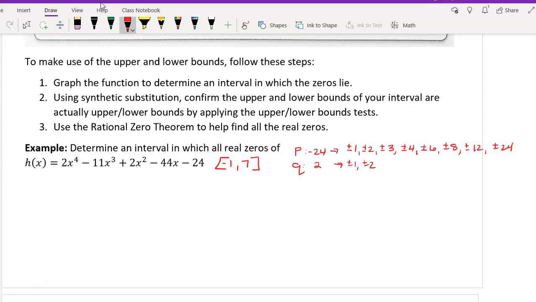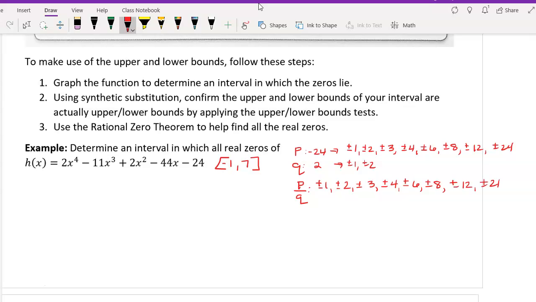That's potentially 16 here. When we remove our duplicates, we end up with a couple more. That's 18 possible p's over q's that we would have to test. However, if we only look at our p's divided by q's that are between -1 and 7, we'll be able to get rid of a lot. So we have plus or minus 1, plus or minus 2, plus or minus 3, plus or minus 4, plus or minus 6, plus or minus 8, plus or minus 12, plus or minus 24.